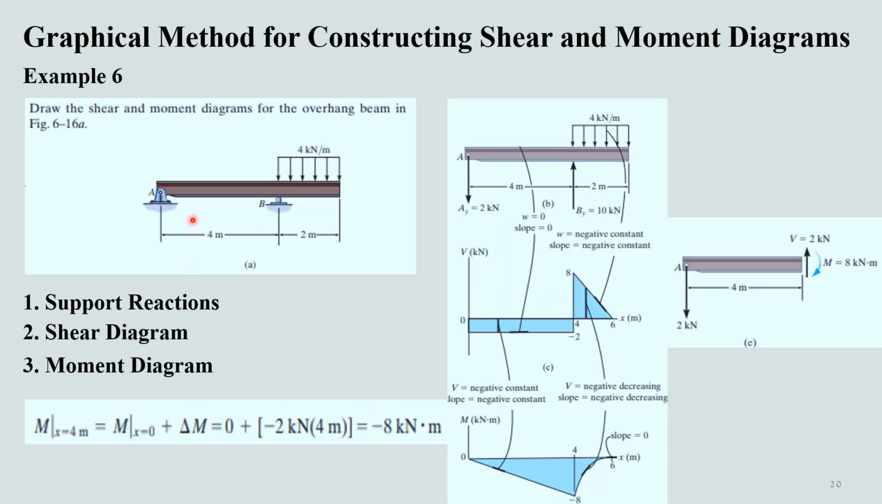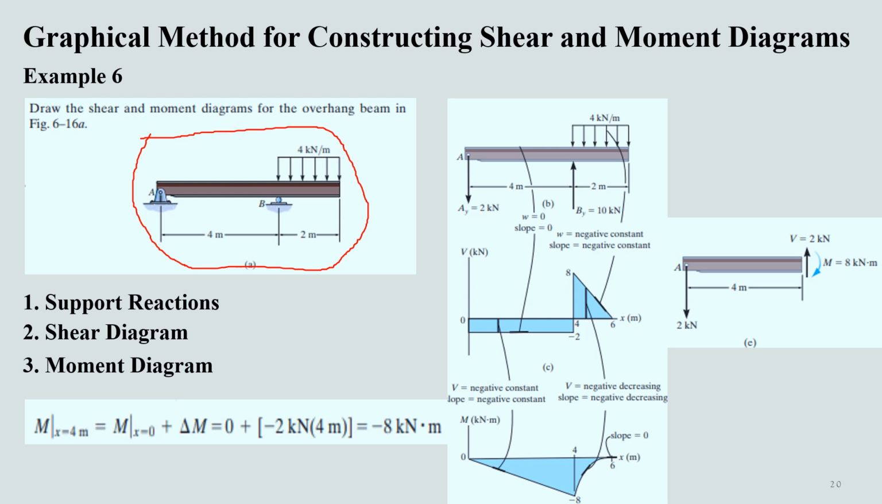Okay, so now we are on our third example of this, or actually fourth example of this graphical method for constructing shear and moment diagrams. Here we are having an overhanging beam, and the interesting case is that the load is being applied on the overhanging part of the beam. How can we determine the shear and moment for this particular case? Let's see.